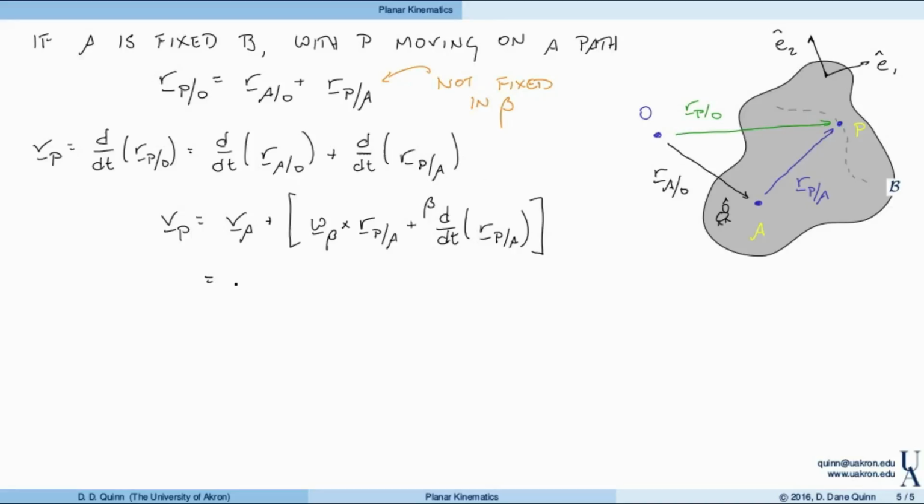Right? So the way we write that is that the velocity of P is the velocity of A plus the angular velocity cross RP with respect to A, plus finally the velocity of P, not with respect to the ground because that's what we're looking for, but instead with respect to the object. And this is the most general expression for the velocity.